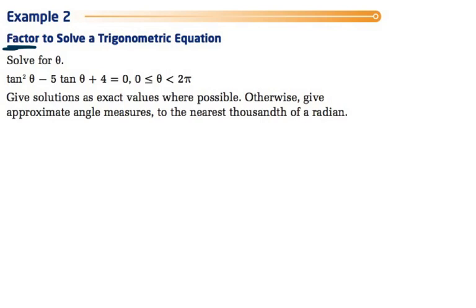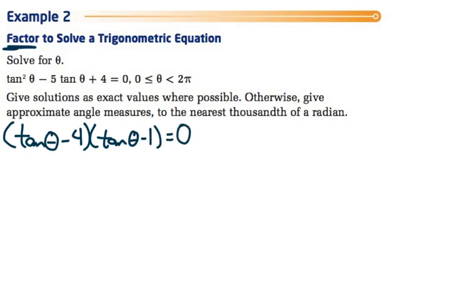So really what we need to do in order to factor this is find two numbers that multiply to 4 and also add to negative 5. Well, those would be negative 4 and negative 1. In the old days of factoring, we would put x minus 4 and x minus 1, but we're not dealing with x's in this case, we're dealing with tangent thetas. So we'll have tangent theta minus 4 and tangent theta minus 1 equals 0.